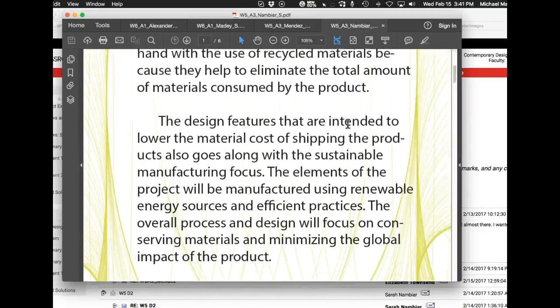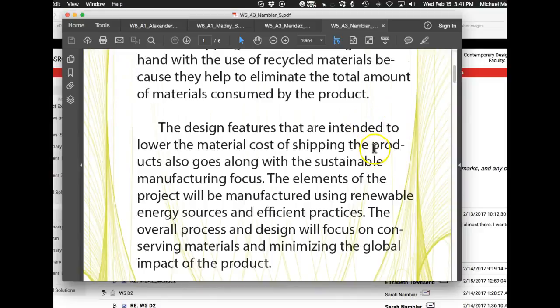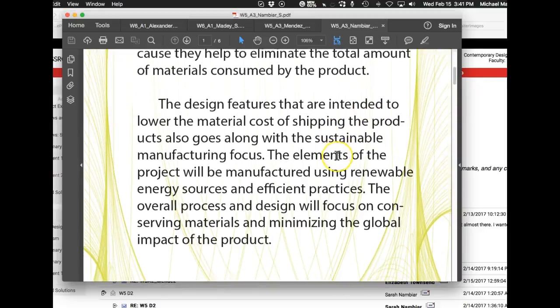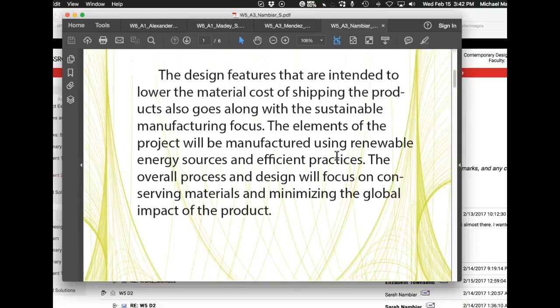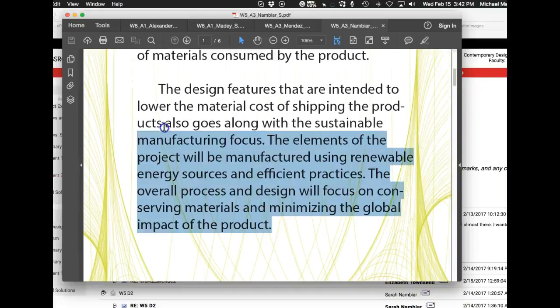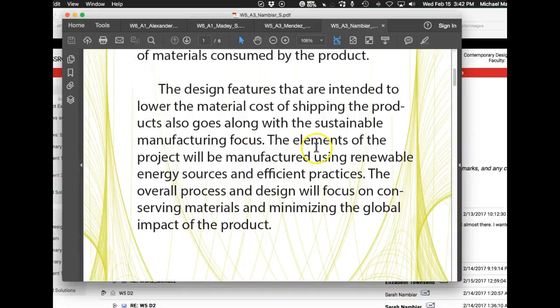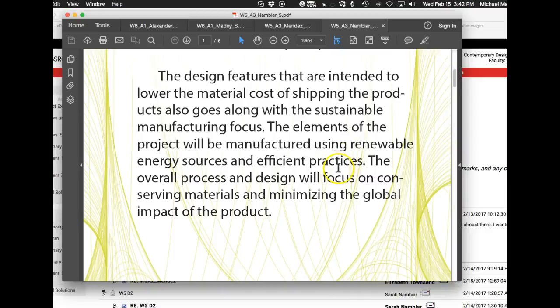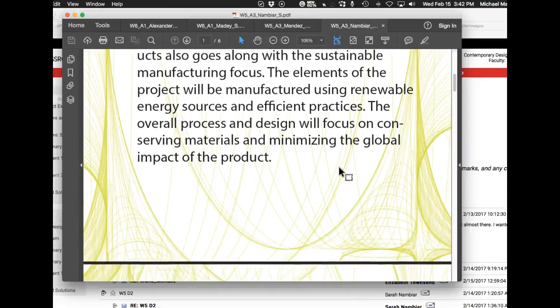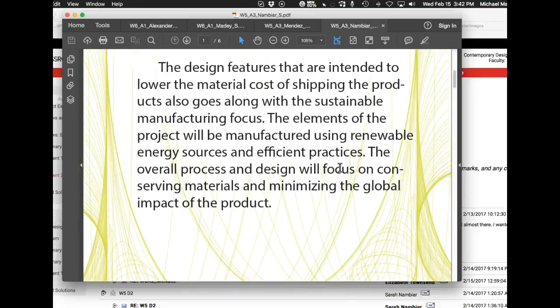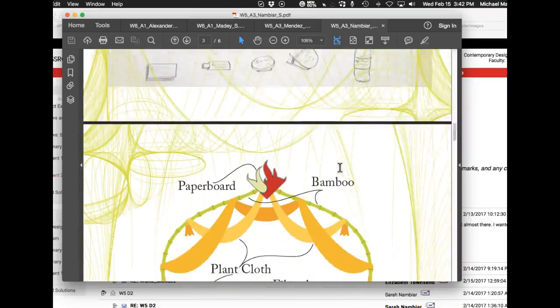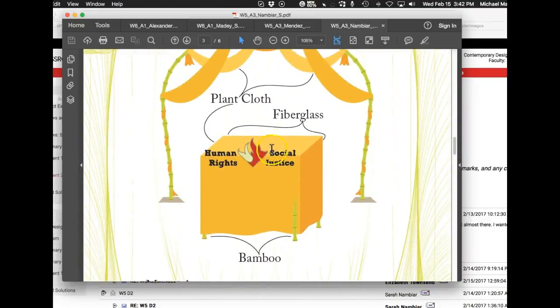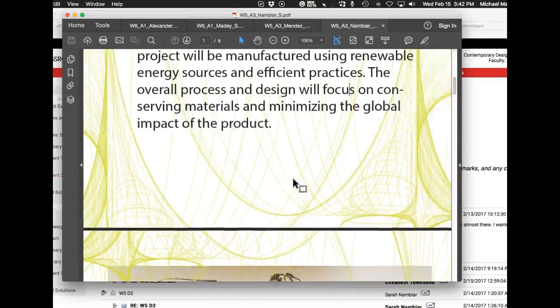In that first paragraph, you're really starting to show from the start a really nice understanding of the project. My issue is this, Sarah, it kind of stops right there. The design features that are intended to lower material costs, sustainable elements, project way of manufacturing renewable energy sources, and that's all great. But you know what? That's great that you're saying that, but as your client, let's say I'm your client, and I'm paying for this, and I'm paying for you to design a trade show booth for me, for my company, Human Rights and Social Justice, or for my cause, Human Rights and Social Justice.